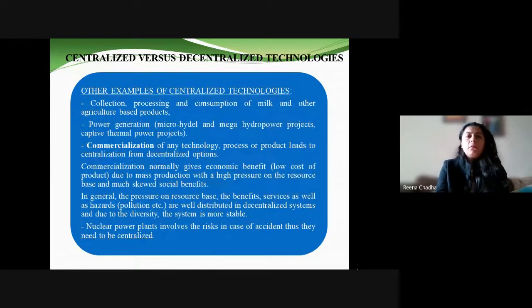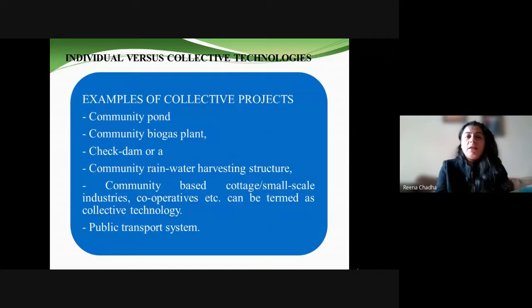Okay. So there are other examples of centralized technology, like consumption of milk and agriculture-based products and power generation. These are all centralized products. The biggest example is nuclear power plants, which involve a risk in case of accident. So you will never find any nuclear power plant in a decentralized manner. It is always a centralized project.